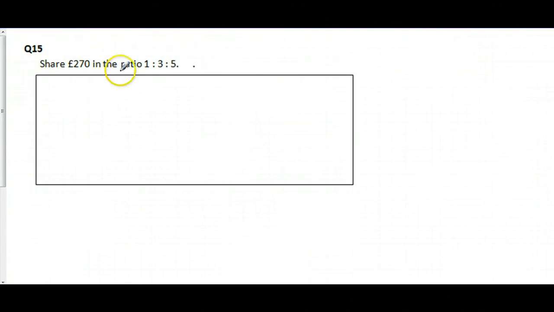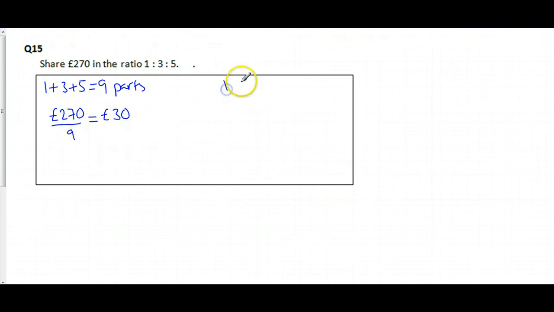Ours here says we've got to share it in the part ratio 1 to 3 to 5. So that gives us a total of 9 parts. So I've got to do my £270 divided by 9. Well, that's okay, because 27 divided by 9 is 3. Add a 0, it's 30. So in the 1 to 3 to 5 parts, it's 1 lot of 30, 3 lots of £30, and 5 lots of £30.